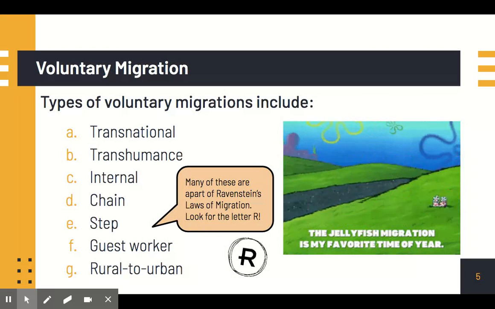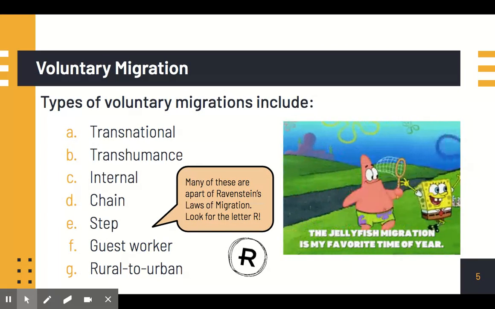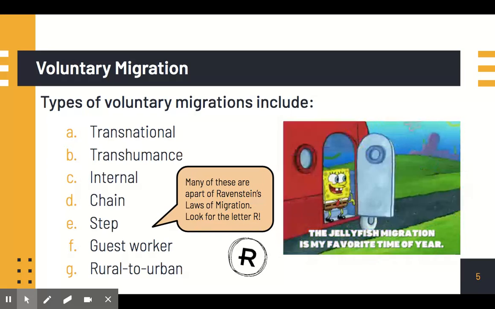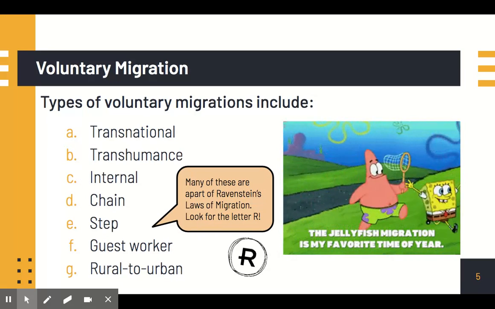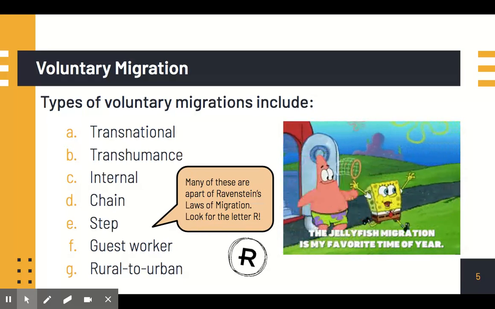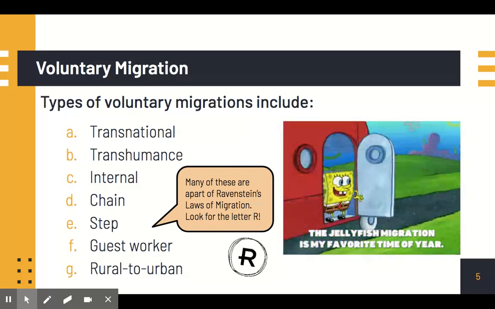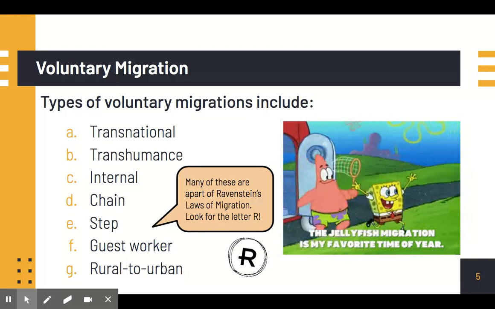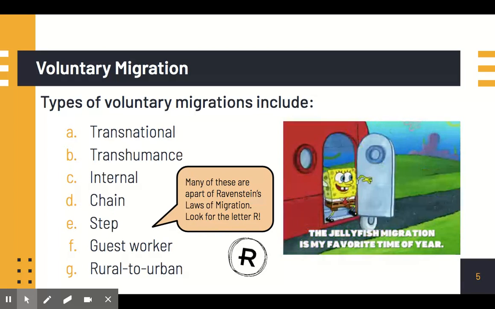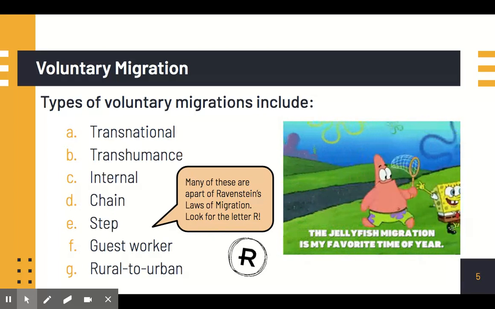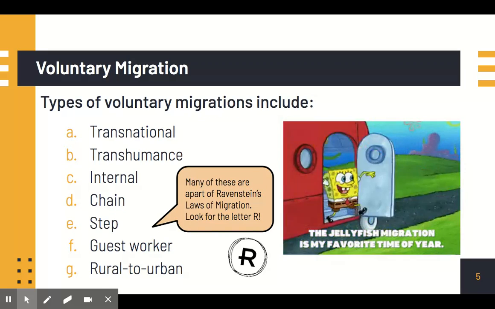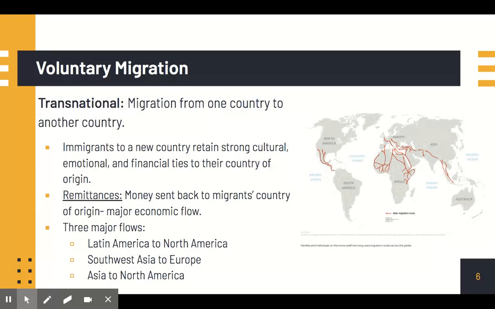Okay, so types of voluntary migration. Whenever you see the little R, look for that, because that's an indication that it applies to Ravenstein's laws of migration. So types of voluntary migration are as follows: transnational, that means international; transhumance, we'll get into what that means; internal, chain, step, guest worker, and rural to urban. So let's break those down.